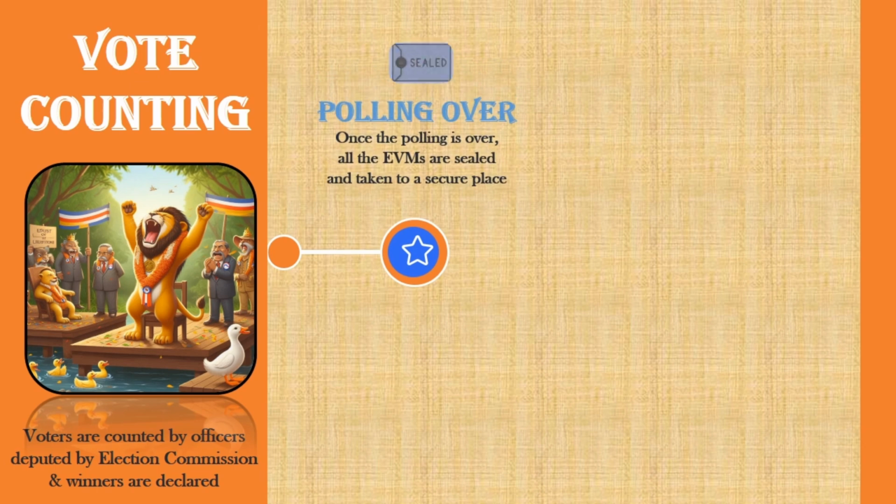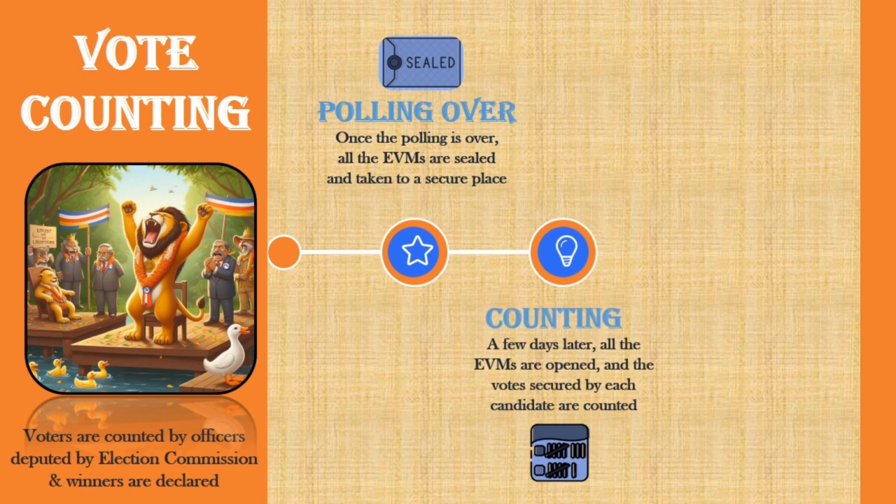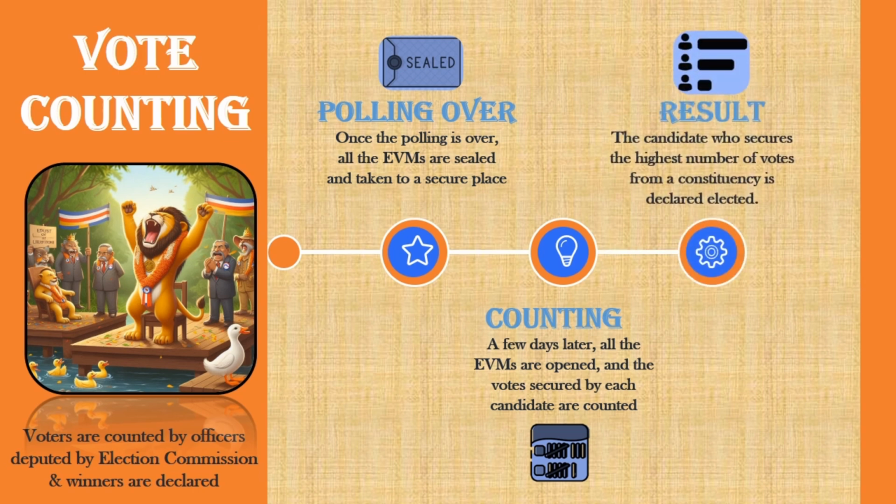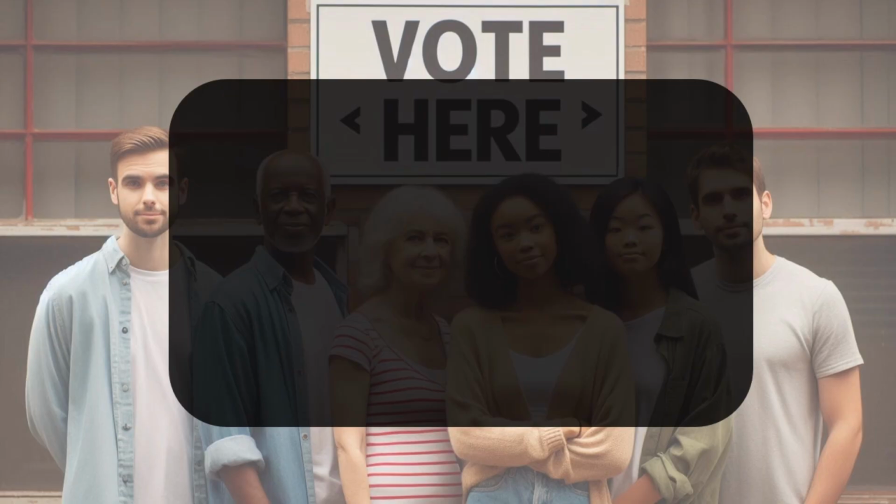Once the polling is over, all the EVMs are sealed on the voting day and are taken to a secure place. A few days later, all the EVMs are opened on the vote counting day, and the votes secured by each candidate are counted. After the counting of votes, the candidate who secures the highest number of votes is declared elected. The vote counting process is done in a transparent manner. The representatives of all parties remain present at the vote counting center.